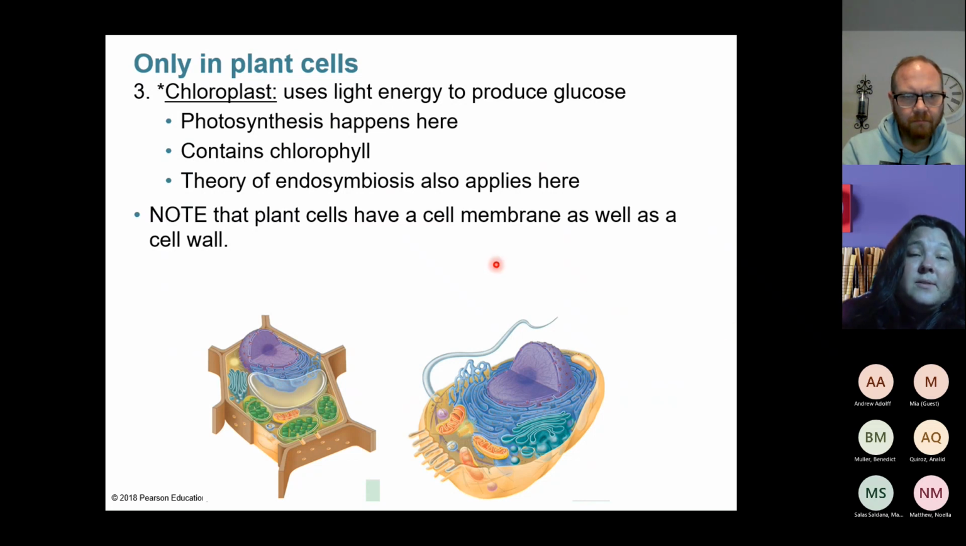This is very important. Do not fall prey to the common misconception that plant cells only have a cell wall. They have a cell wall, but they also have a cell membrane. The cell membrane is within the cell wall. Plant cells never have flagella or cilia.